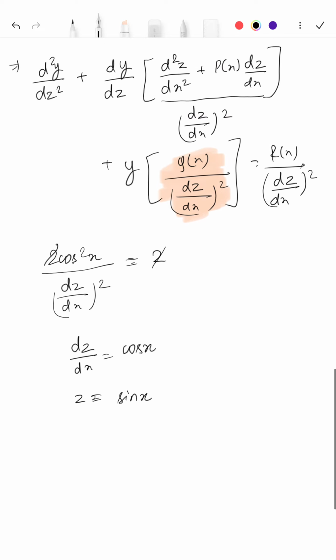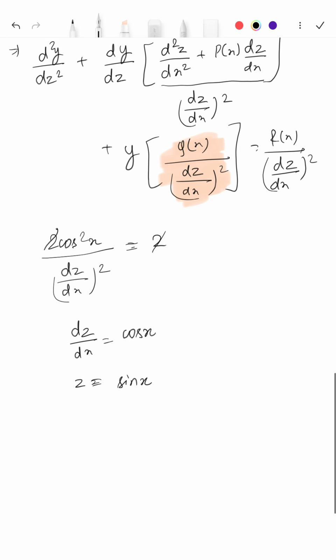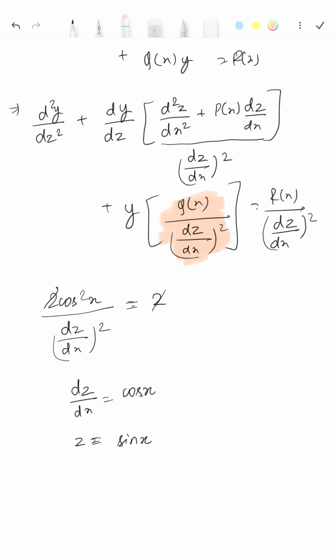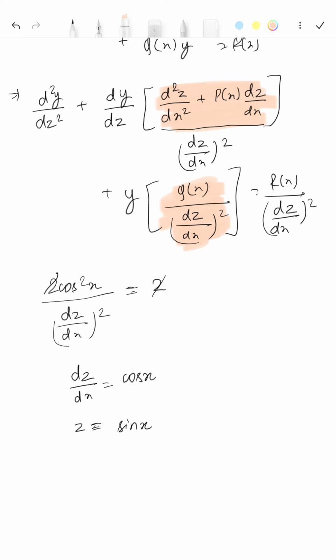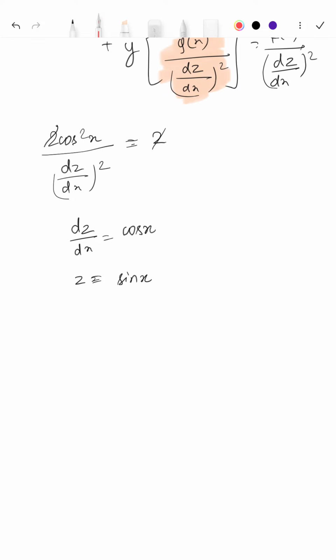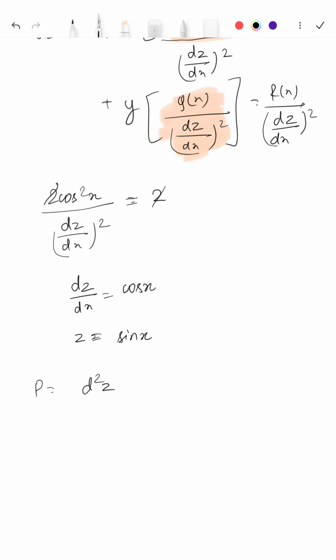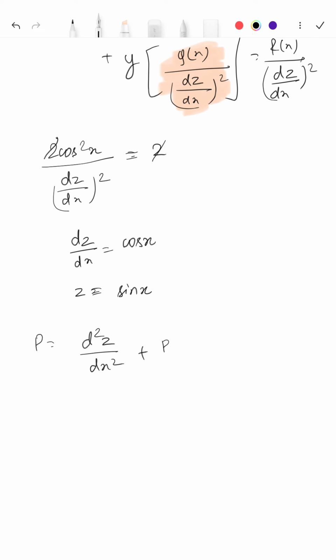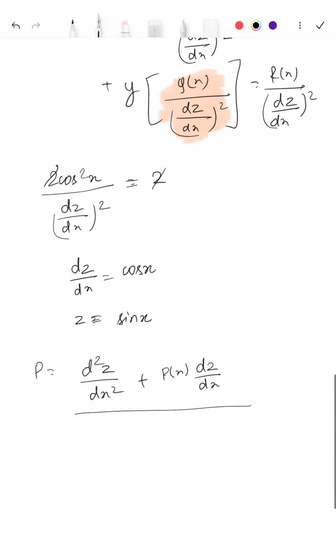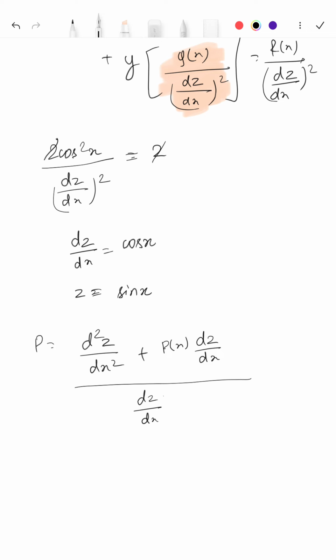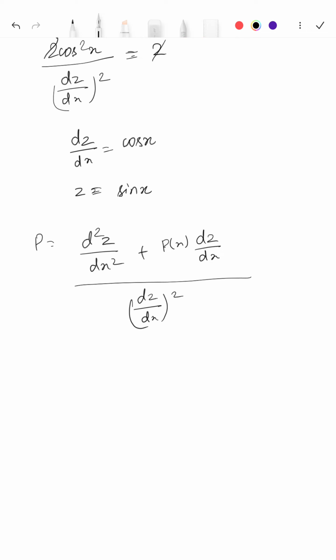Now let's substitute the value of dz by dx and z in the above equation. So what does this term become? The term with dy by dz, this term. Let's calculate this term. Let's call this term p. So what is my p? My p is equals to d square z by dx square plus px times dz by dx, whole divided by (dz by dx) whole square.